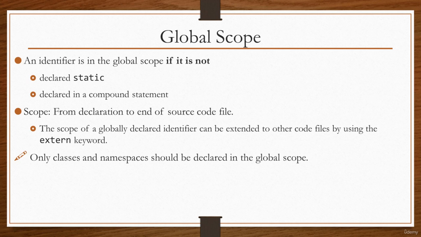An identifier is in the global scope if it is not declared static or declared in a compound statement. So the scope of this is from the declaration to the end of the source code file. Again, that is where the identifier is available and can be used, but it's a bit more complicated than that because the scope of a globally declared identifier can be extended to other code files by using the extern keyword, as I'll show you here in a second in Visual Studio. Now only classes and namespaces should be declared in the global scope. If you have too many identifiers in the global scope, you do what is known as global namespace pollution, and you can have identifier conflicts.